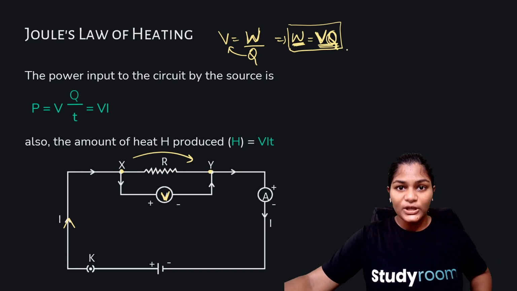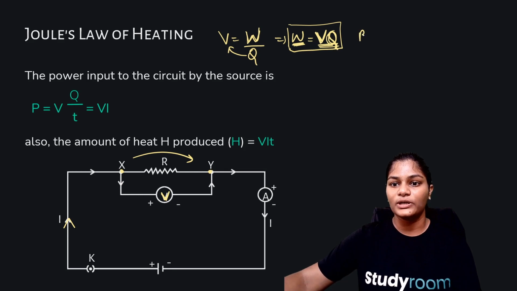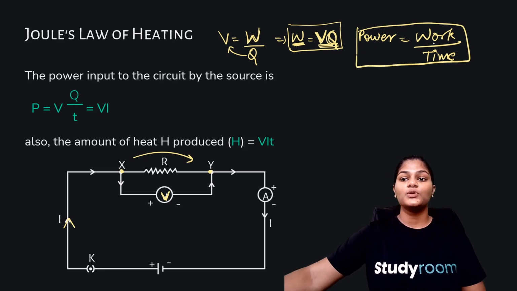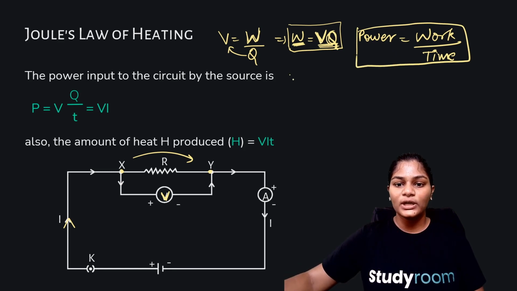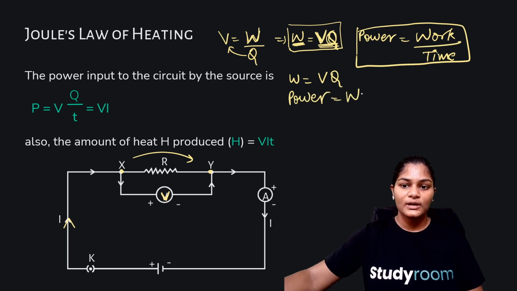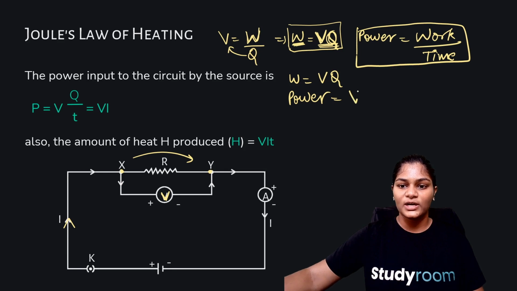Now, we know what is the formula of power. Do you remember what power is? You have studied power is nothing but work done upon time. You have studied this formula before. So, we are going to use this formula that power is work upon time. Now we have got our work as V into Q, right? So, power is work which is VQ. So, I can write VQ in place of this W. So, I'll write power is work, which is VQ, upon time.